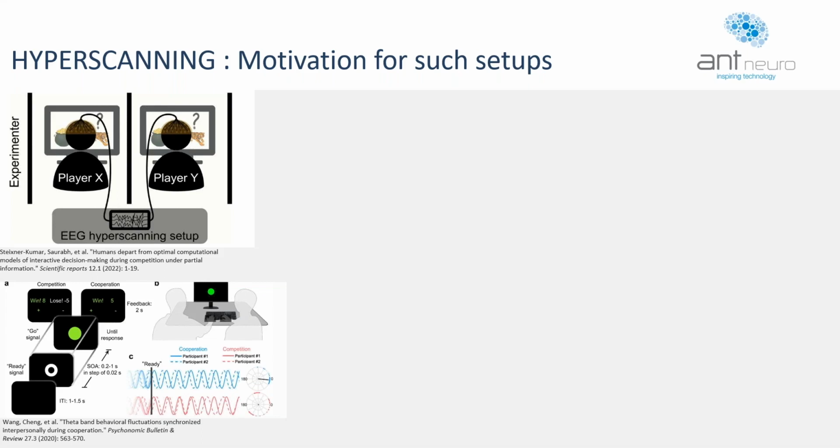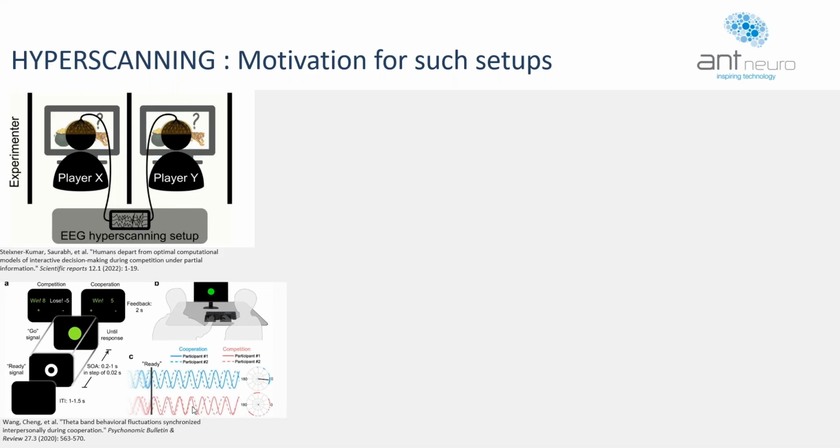hyperscanning studies. But if you look at diagram C, so this particular plot over here, you see that the phase coherence is consistent, or the phase difference is consistent over time for the cooperation kind of studies, which is denoted by the blue color. And the phase coherence levels are not consistent over time for these competition kind of studies.